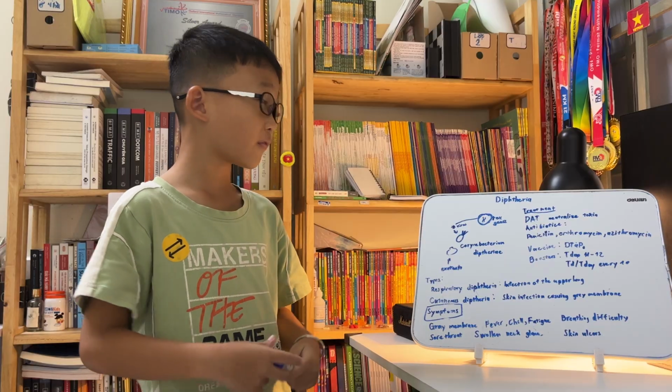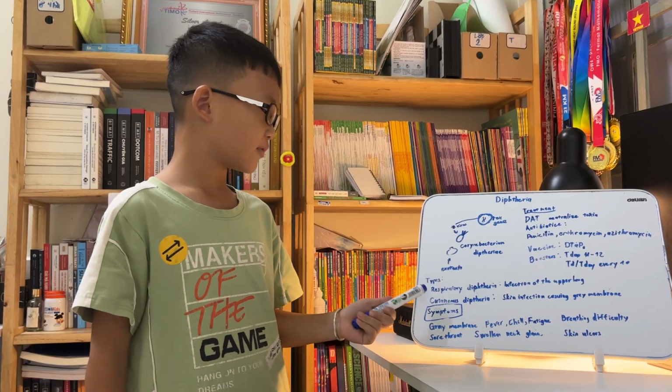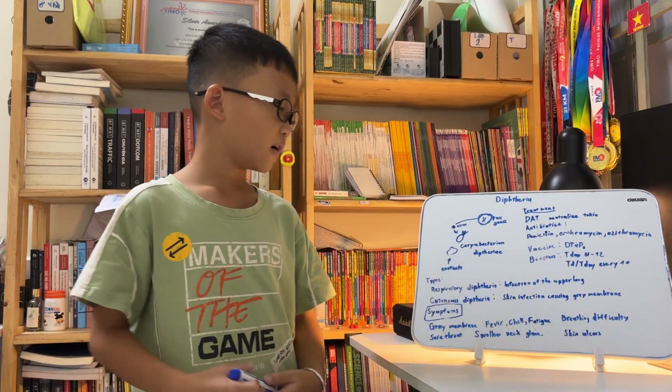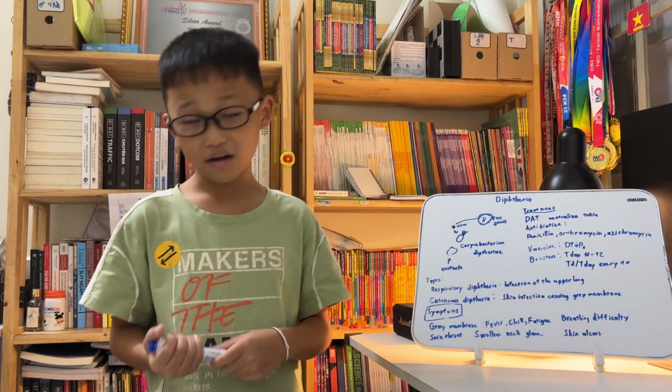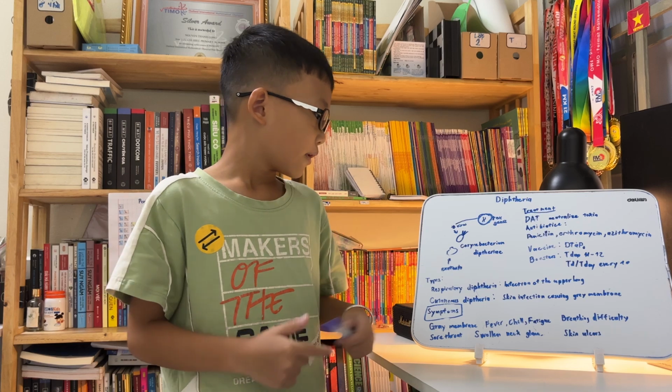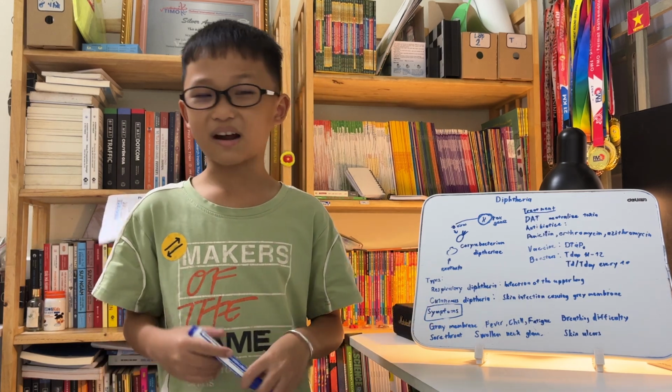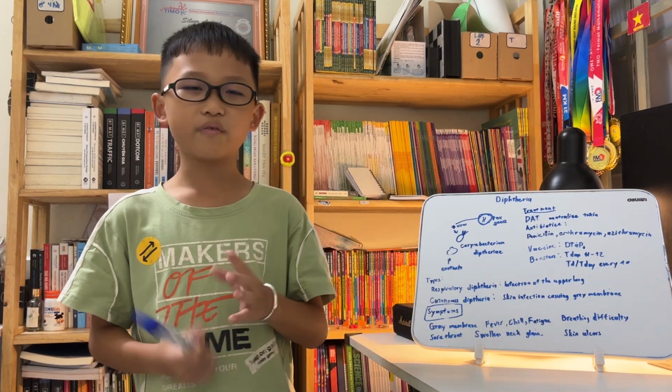Now we have the types of diphtheria. First, we have the respiratory diphtheria. This is an infection of the upper lung or the upper respiratory tract, and this is the most severe form.